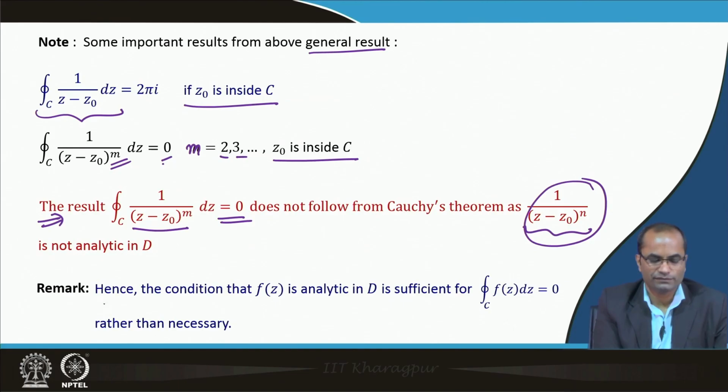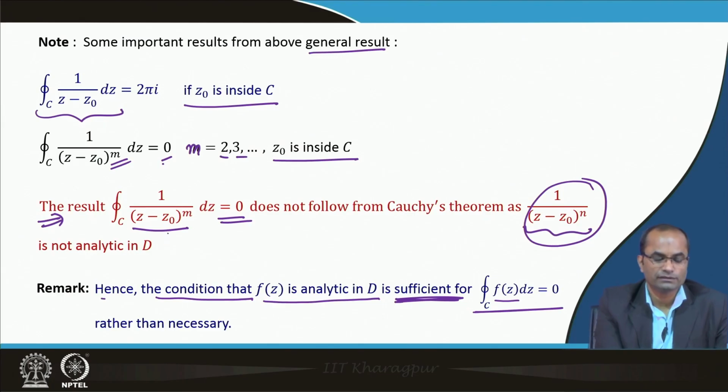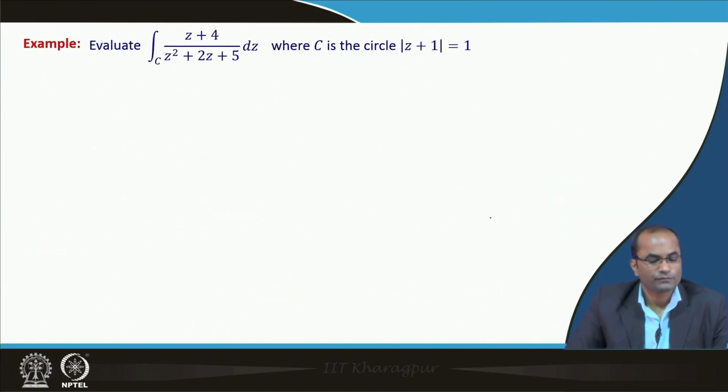So, which remark here we have made. Hence, the condition that f z is analytic in D is sufficient to have this result, which says that the integral over this curve C equals 0, rather than necessary. So, these conditions are not necessary, they are sufficient conditions. So, we can have some function, for example, 1 over z minus z 0 power m, where the integral can be 0, but this is not because of the Cauchy theorem. Well, so just an example to illustrate again how we can apply this Cauchy theorem.